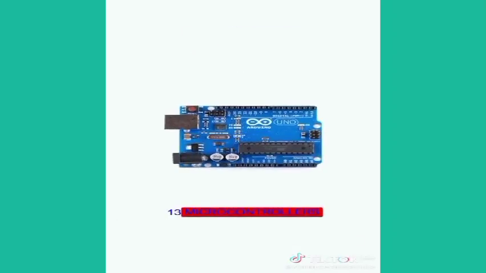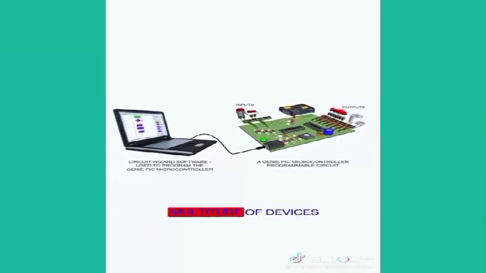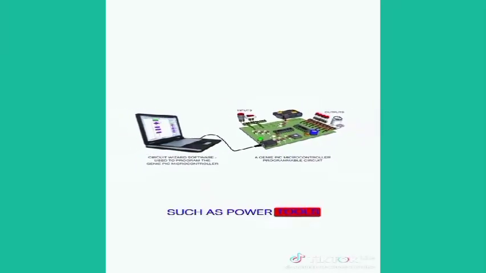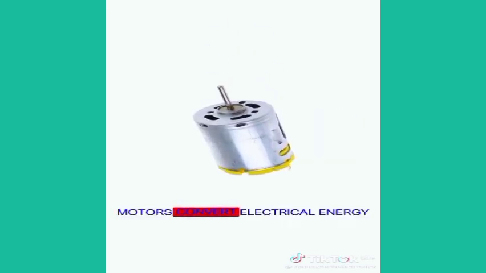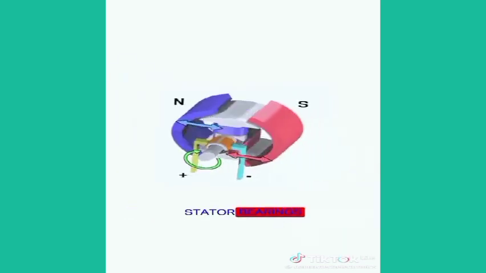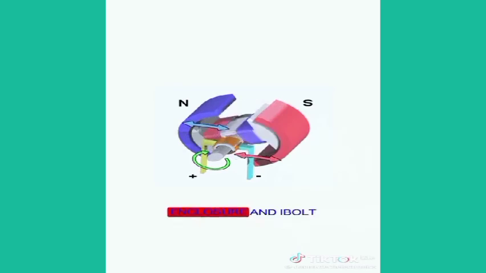13. Microcontrollers. Microcontrollers are small computers used to control a multitude of devices, such as power tools, remote controls, medical equipment, and office machines. 14. Motors. Motors convert electrical energy into mechanical energy. Key components include a rotor, stator, bearings, conduit box, enclosure, and eye bolt.